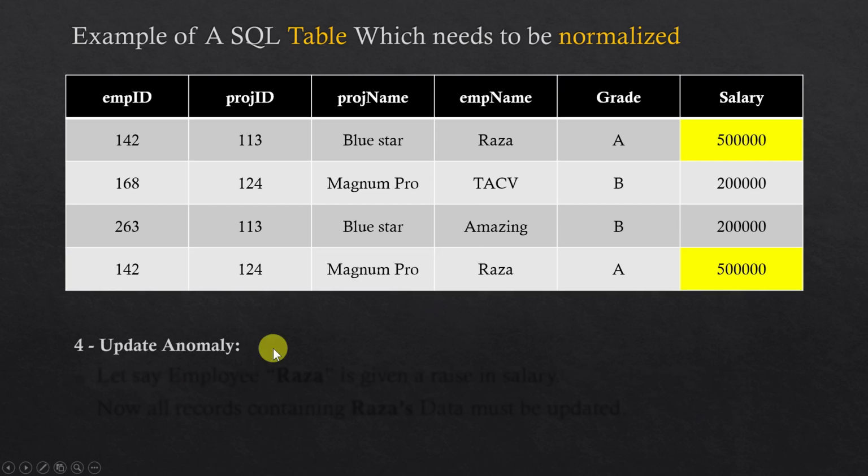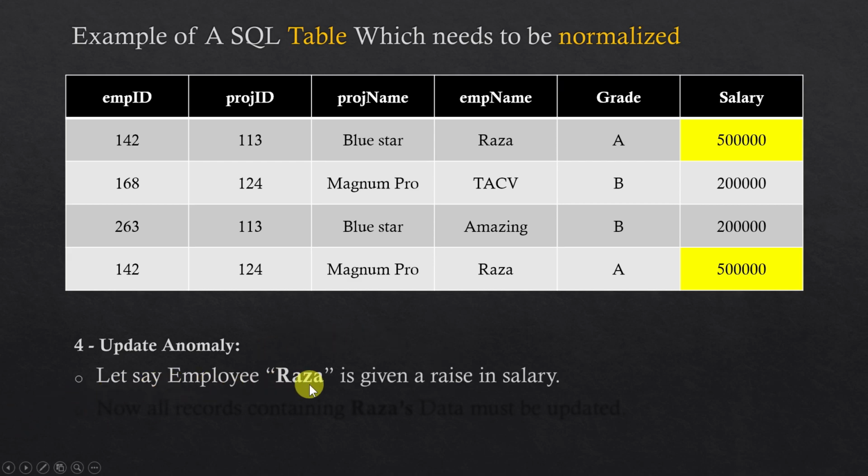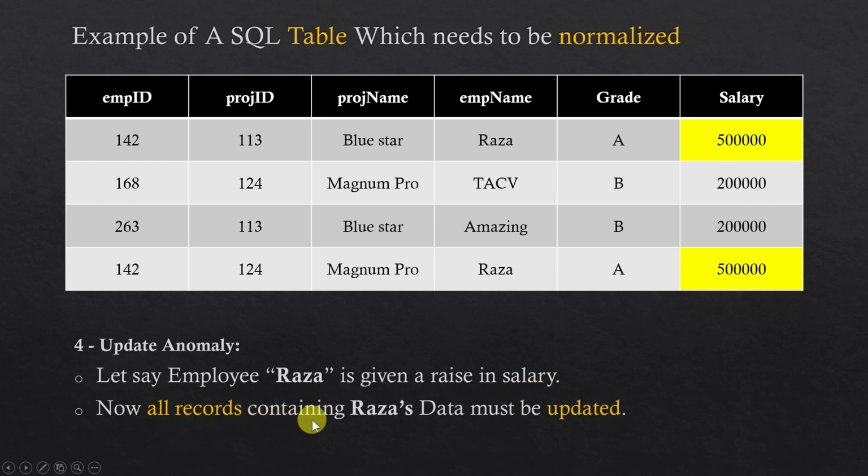The last one is update anomaly. Let's say employee Raza is given a raise in salary. Now all records containing Raza's data must be updated. So we have two records. Raza is working on two of the projects, so both of the records will get updated. And let's suppose for some reason this record does not get updated. Now we will have two records of Raza having different salaries. So this update anomaly is also a big problem.